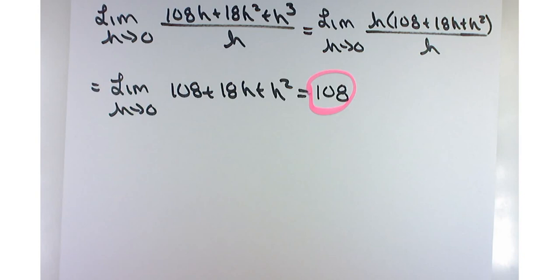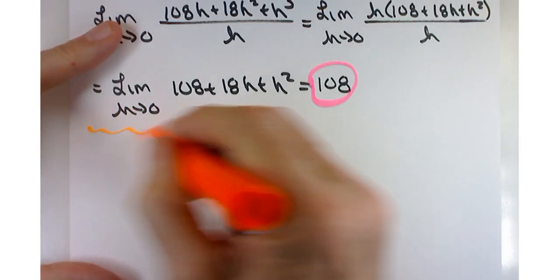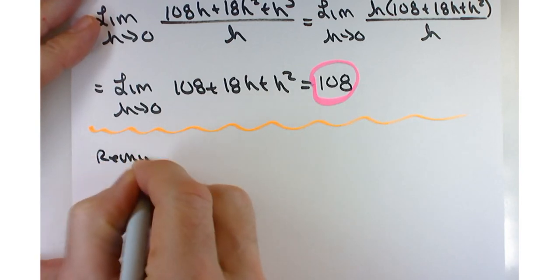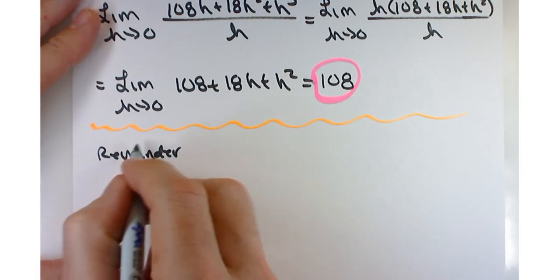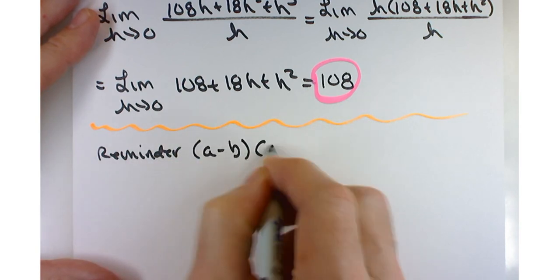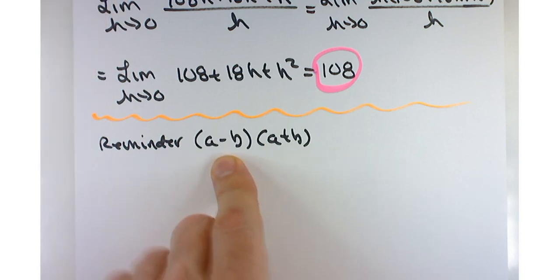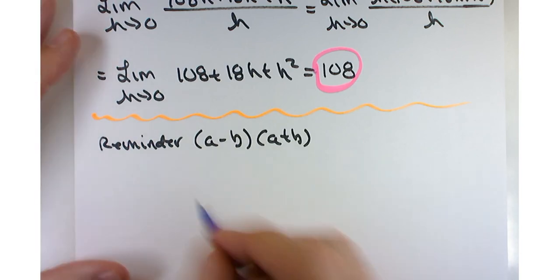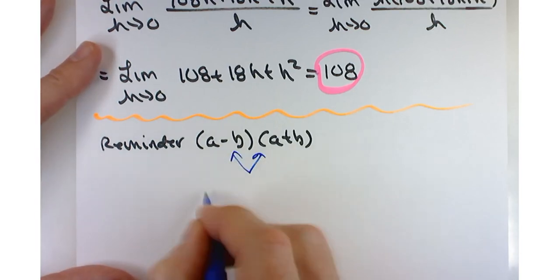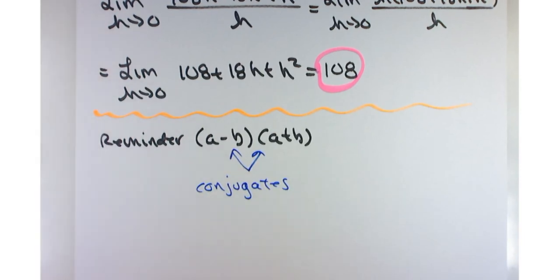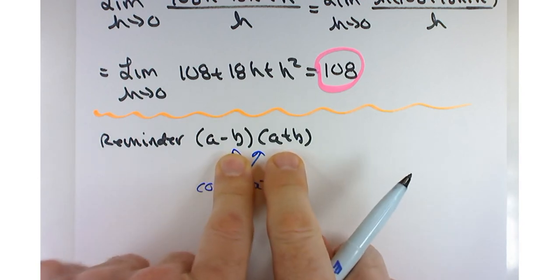Let's see. So the next one, another trick that I want to remind you of is this. So let's do a reminder. A minus b times a plus b. When you multiply a binomial like a minus b times a plus b, these things are called conjugates. So multiplying by the conjugate is a trick that we're going to use. Let's understand why. Does anyone know what happens when I multiply these two together? What do I get?